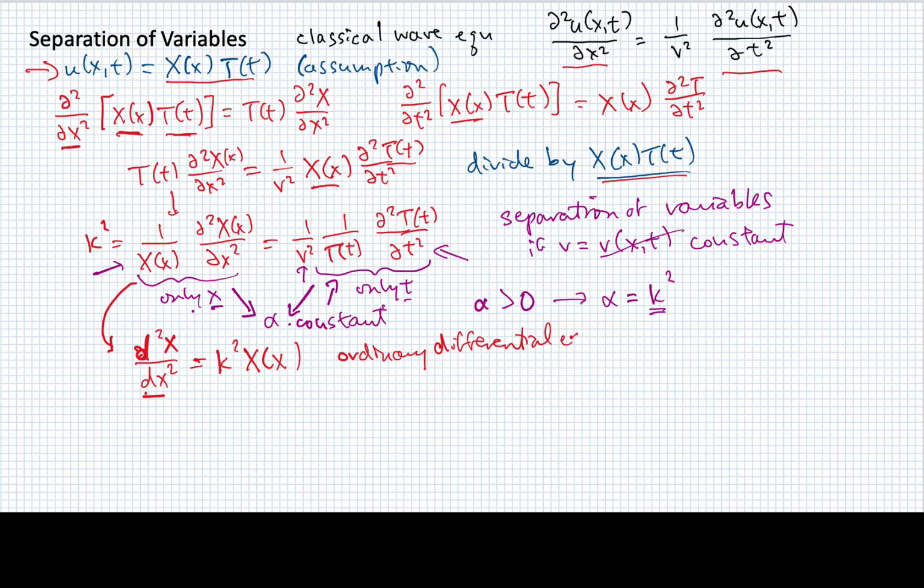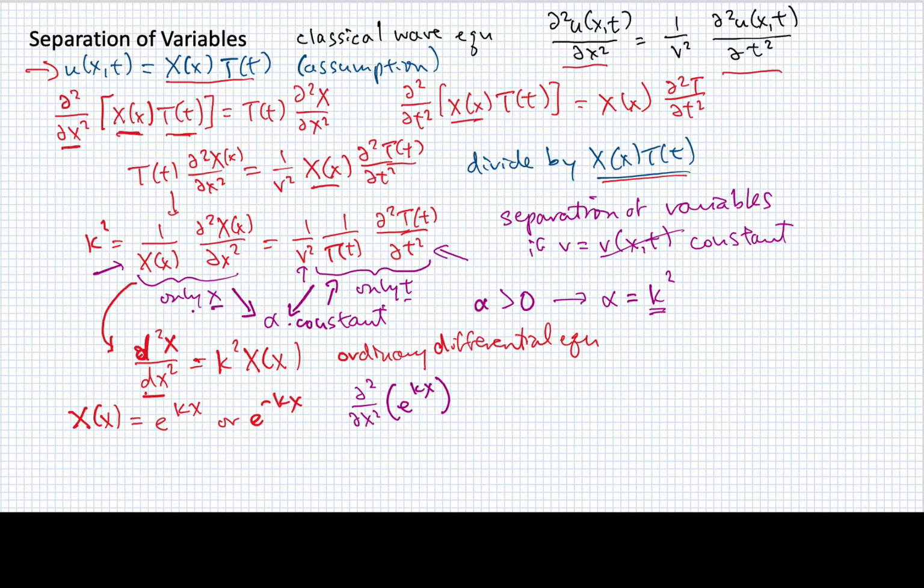And in fact, this is an ordinary differential equation that is not very difficult to solve. What I can do is show that solutions of the form e to the kx or e to the minus kx will both satisfy this equation. Let's test that out. Let's suppose that I have e to the kx. So I'm going to take the second derivative with respect to x of e to the kx.